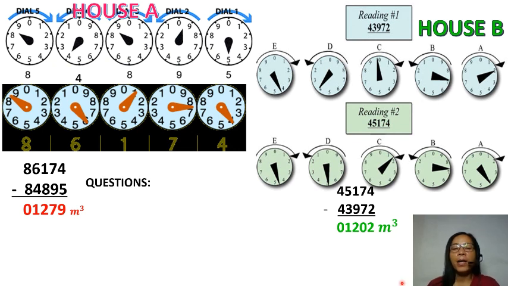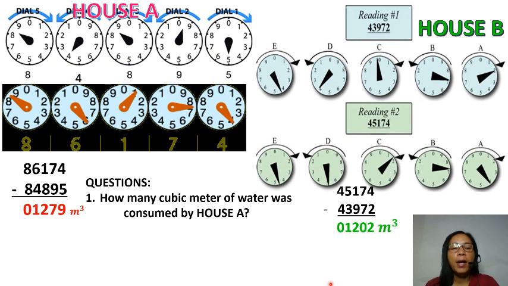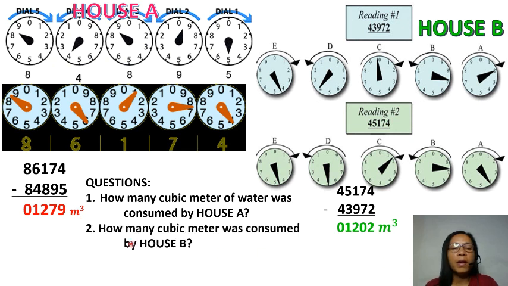Okay, now let's try to answer some questions. Question number 1. How many cubic meter of water was consumed by house A? Where is house A? Ito, house A, ang nakonsumo daw is 1,279 cubic meter. So the answer for question number 1 is 1,279 cubic meter. Question number 2. How many cubic meter was consumed by house B? Where is house B? We have here house B. And then we compute the consumption of water for house B. The answer is 1,202 cubic meter. So the answer for number 2 is 1,202 cubic meter for house B's consumption.